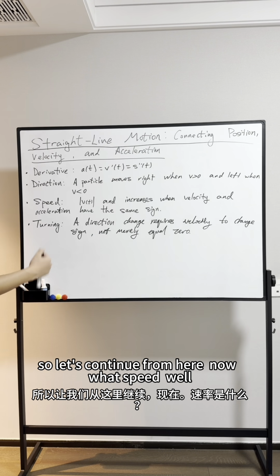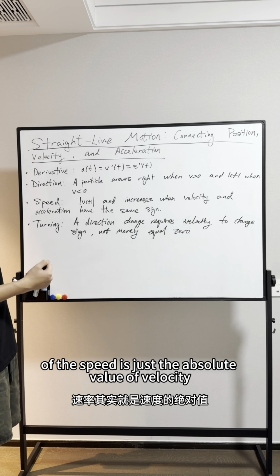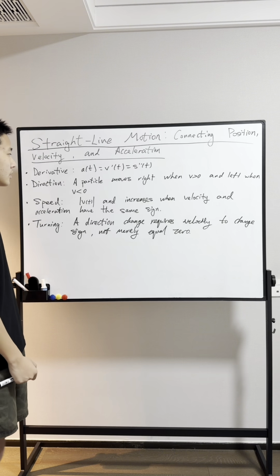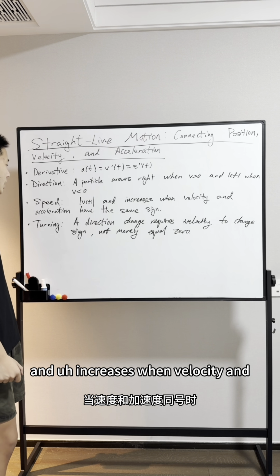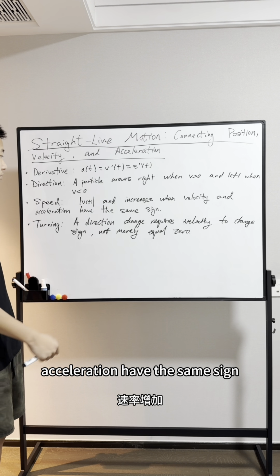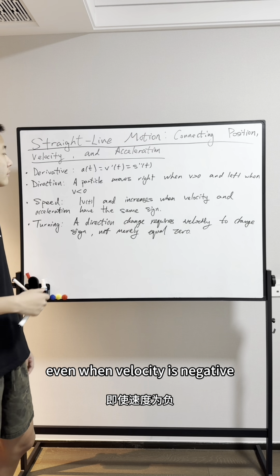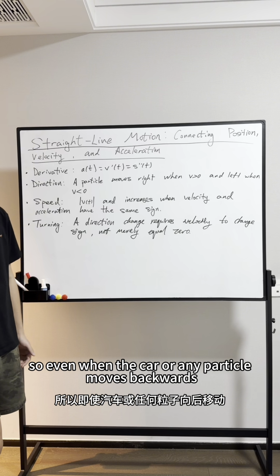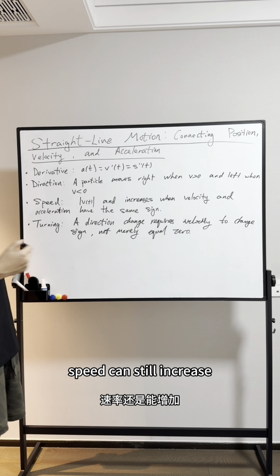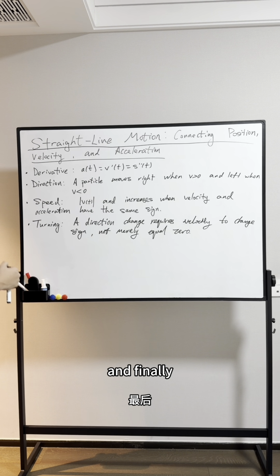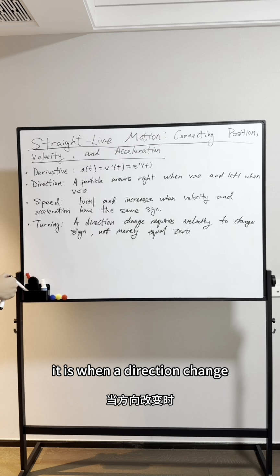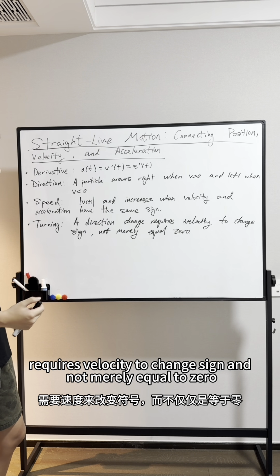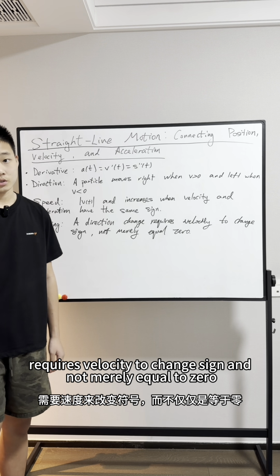Now, what's speed? Well, the speed is just the absolute value of velocity. That means speed is always positive and increases when velocity and acceleration have the same sign. In other words, even when velocity is negative, so even when the car or any particle moves backwards, the speed can still increase. And finally, for a turning point, a direction change requires velocity to change sign and not merely equal zero.